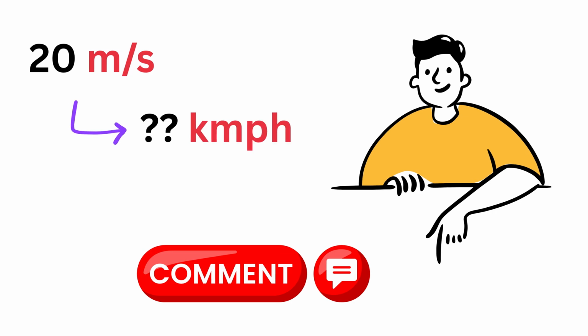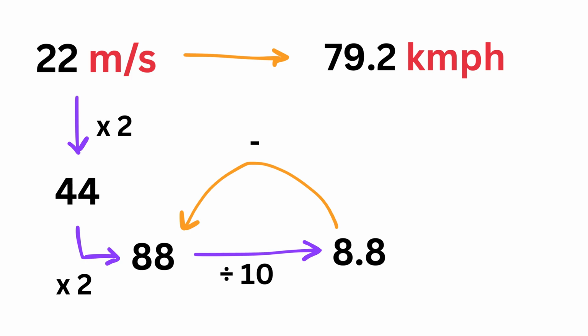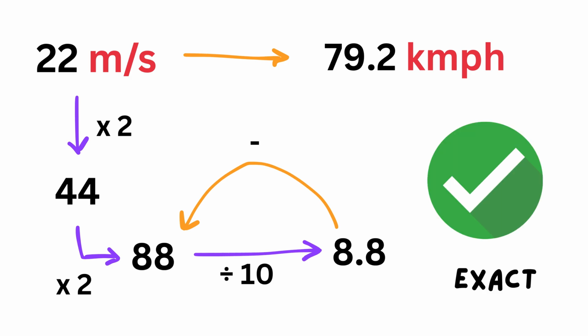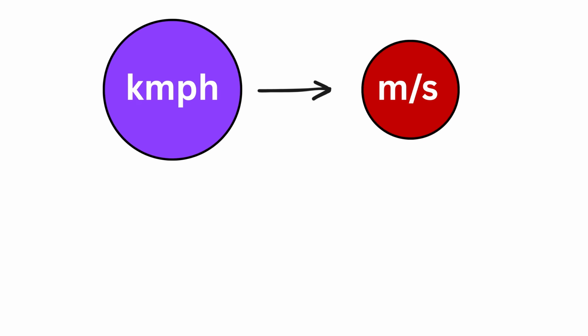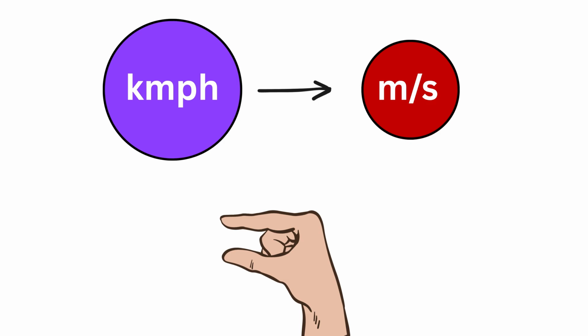Great. Now let us see how to convert kilometers per hour into meters per second. Although the previous trick to convert meters per second to kilometers per hour gave us an exact result, in order to convert kilometers per hour to meters per second, please note that this trick is a mental math shortcut, so our answer will be very close to the actual result with only a minor difference.